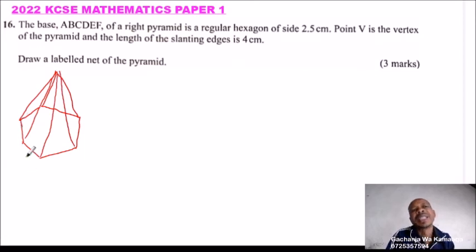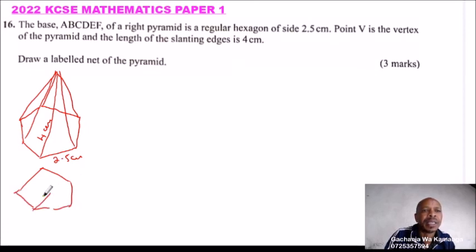So that is a sketch. This side is 2.5 centimeter, and the slanting side is 4 centimeter. So we need to draw the net of this. If you look at the base, that is for a 6-sided figure. So this is that.